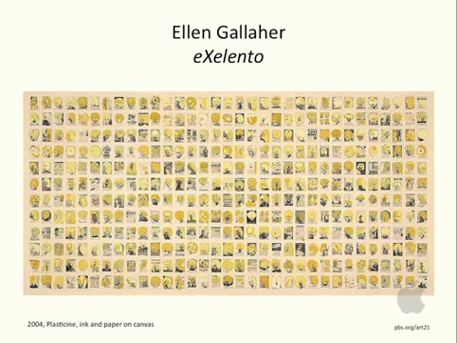In this next piece, we've got Ellen Gallagher in her Exelento. And here too, there's a great sense of repetition. You've got these small figures, these yellow and black squares of figures of people's heads that generate a strong sense of rhythm. It's that regular recurrence of elements. It's also a sequencing that generates rhythm.